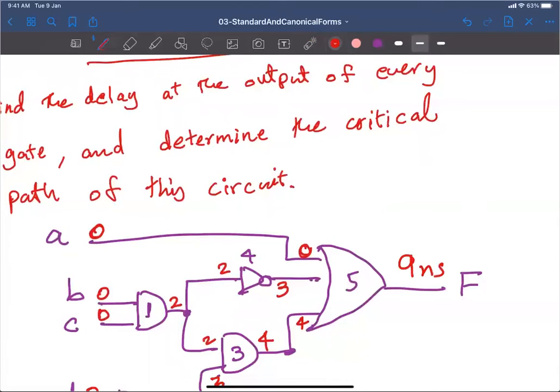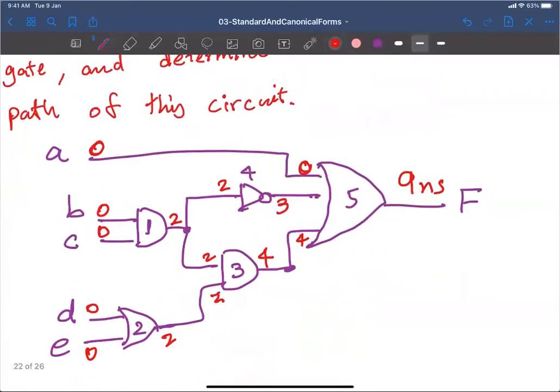Now, this is the delay from the inputs to the output. And this is the worst case delay, or the longest delay, we call it.